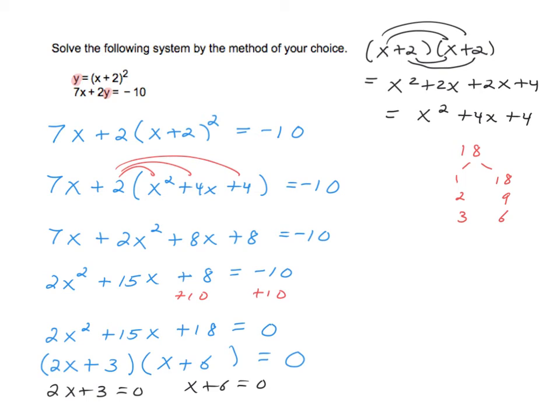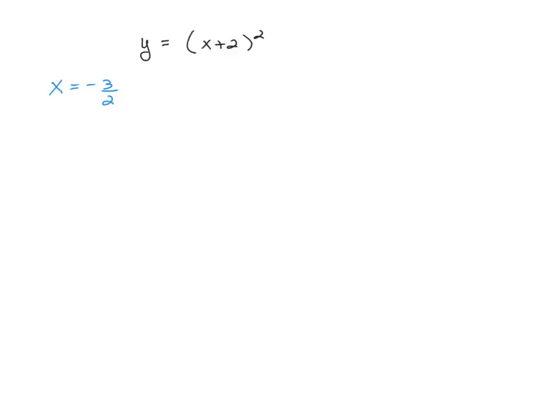this one. 2x plus 3 is 0. If I subtract 3 and divide both sides by 2, I get that x is equal to negative 3 halves. To get the corresponding y value, I think what I'll do is put this number in place of this x to solve for y. I'm running out of room, so I'm going to put this on the next slide. So that was x equals negative 3 halves. I'm going to put that right here.